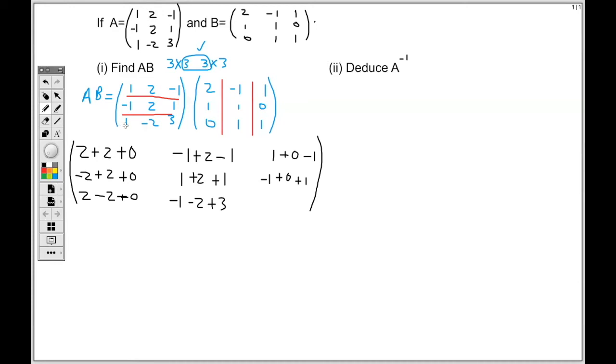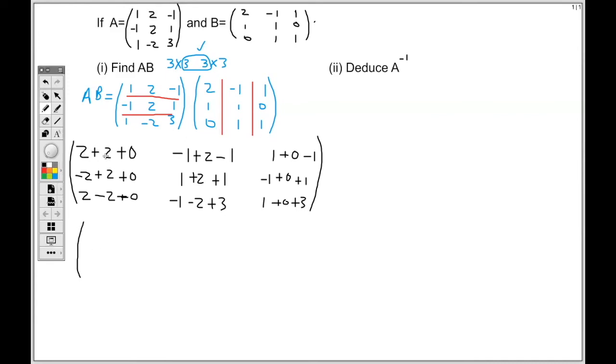Finally, we have the last row by the last column. So 1 times 1, that's 1. Minus 2 times 0, that's 0. And then we have 3 times 1, that's 3. So 1 times 1, that's 1. Minus 2 times 0, that's 0. And 3 times 1, that's 3.